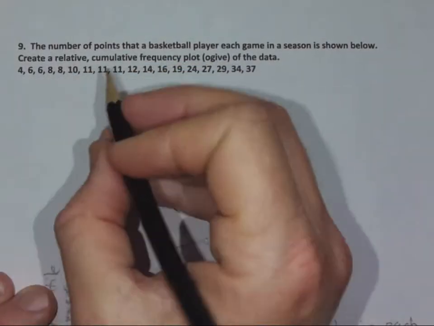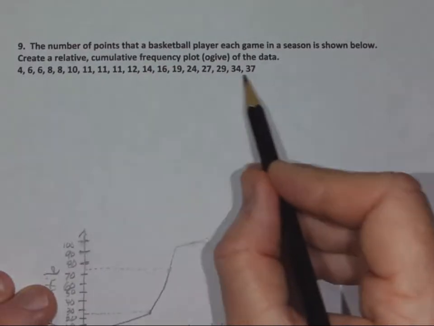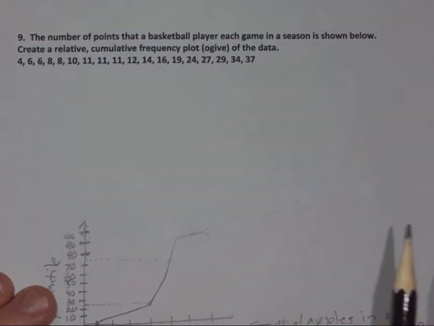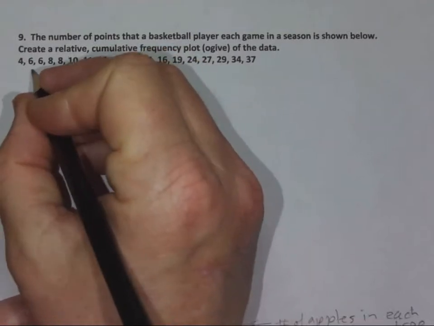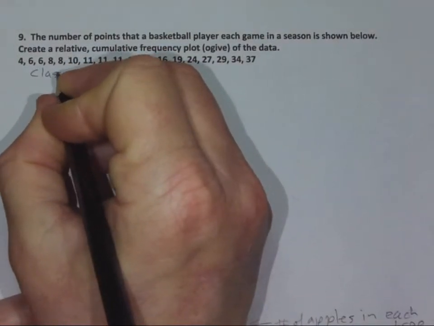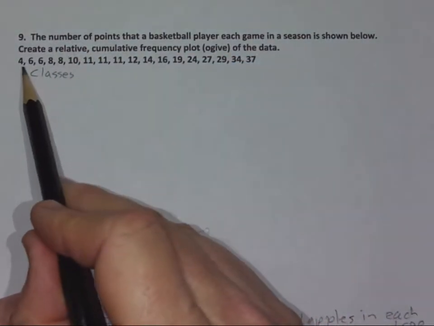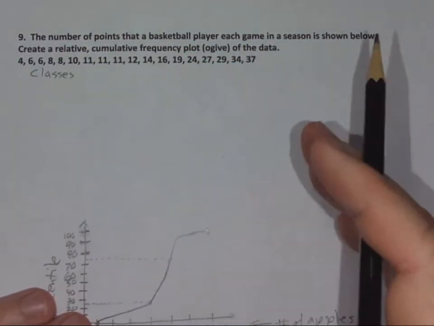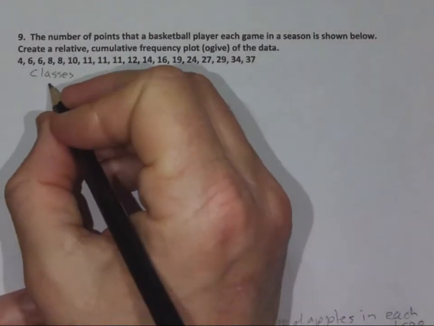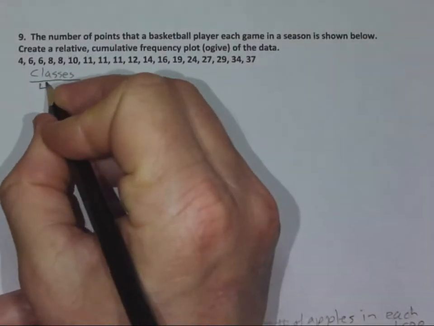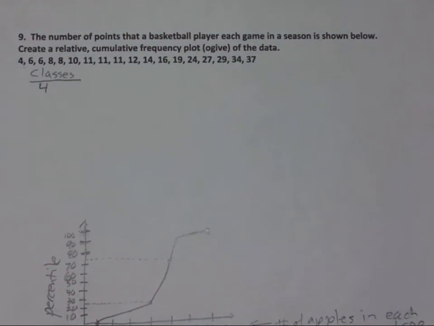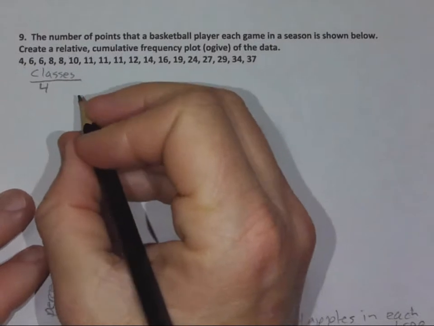So a frequency table, here's our data. This is the number of points that a basketball player scores in a game. And we are going to create classes, a frequency table, just like we did when we made an ogive. The numbers are going from 4 to 37, so what should my class size be? I've got to start at 4. 37 minus 4 is 33. We want at least 5 or 6 classes, I would say, with data of this size. So I'll just make my class size 5.